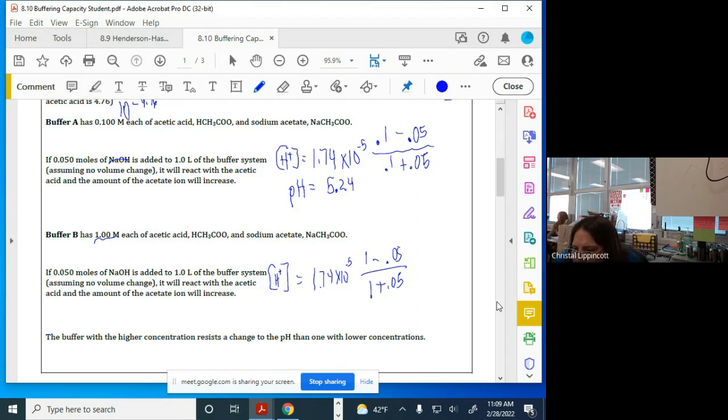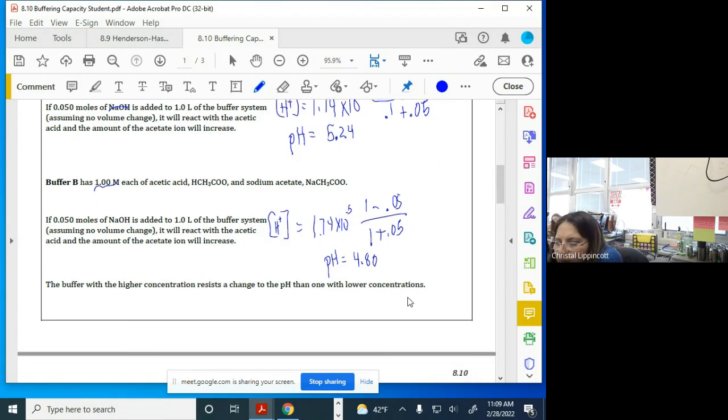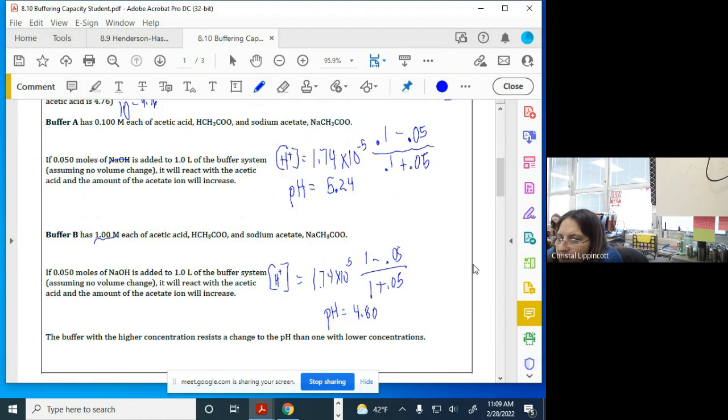All right, what did you get for the pH for this one? 1.759. Yeah, I got like 4.80, it just depends on what you bring down from your calculator. Same difference. Good enough. Okay, so a buffer with a higher concentration is going to resist the change to the pH more than one with a lower concentration. So here, when we had a lower amount of our buffer, our pH changed a lot more compared to here.